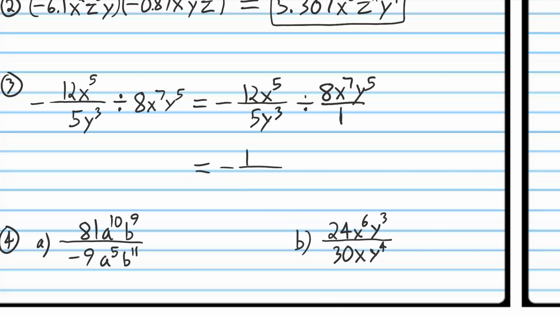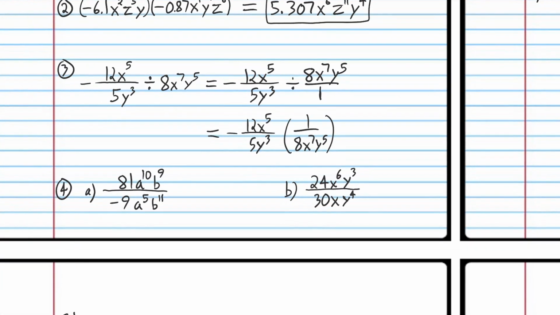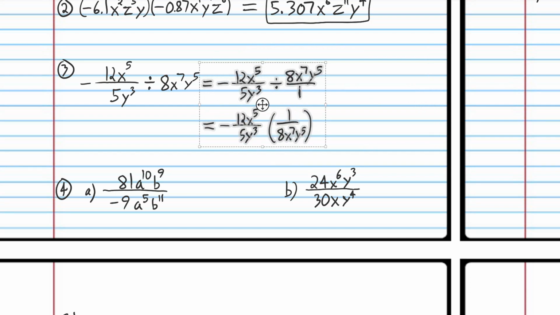So we just rewrite the dividend and flip the divisor and change to multiplication. So now it just becomes a problem where we're multiplying a fraction. So I can already tell I'm running out of room here, so I'm going to try to shrink this here.